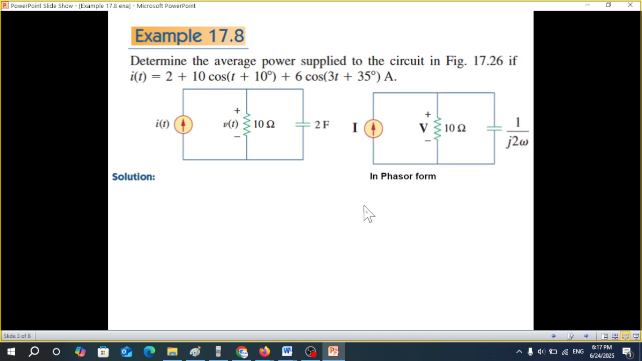So the first thing we'll do is convert the circuit into the phasor domain. The small i will become capital I, small v capital V, and the capacitor will now be 1 over j omega C, or 1 over j2 omega. And since omega is different, you can see here omega is 1, here omega is 3. So we have to work with them separately. We are keeping omega here because with every value of omega, this value will change.